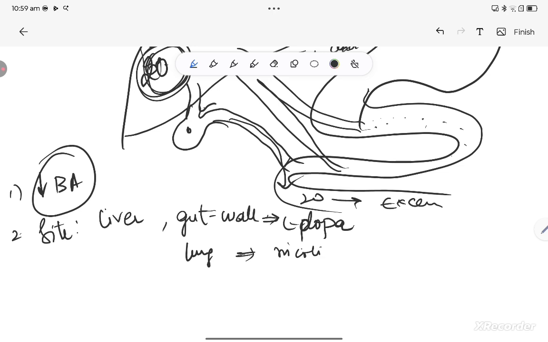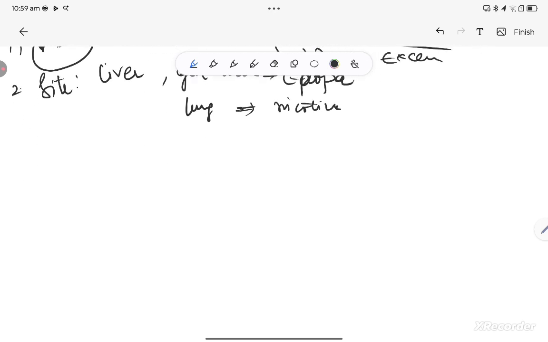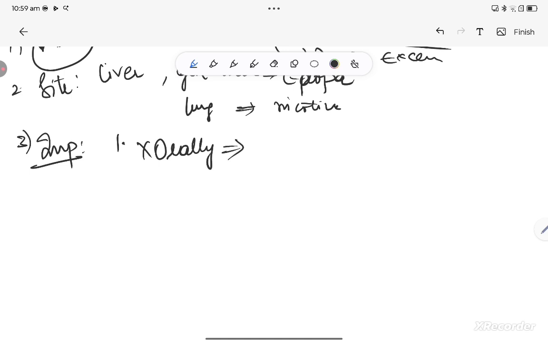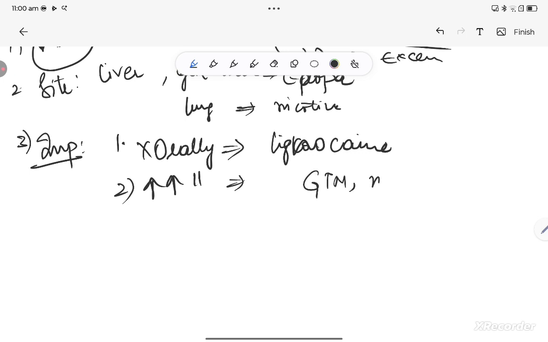Clear? Now, why are we reading this? What is the clinical implication? Most importantly, some drugs are not given orally because they have very high first pass metabolism. One such example is your lignocaine. And high doses have to be given orally for others, and one such example is your GTN, glyceryl trinitrate, or your morphine, or many other such drugs. Clear? So this is the first implication.